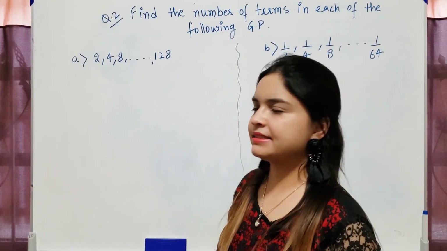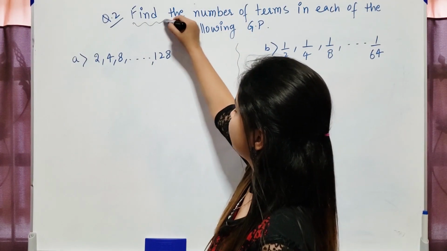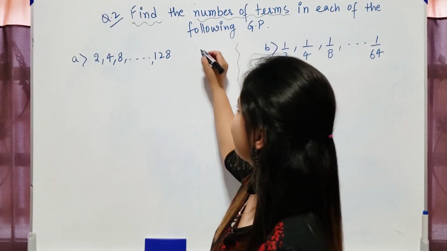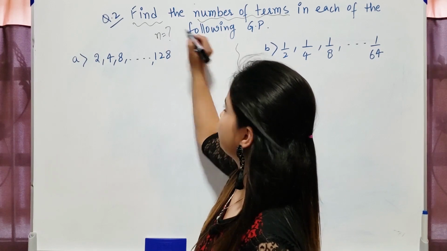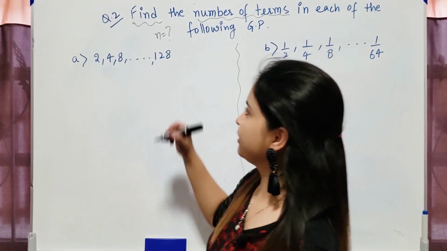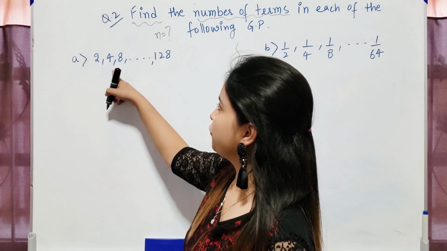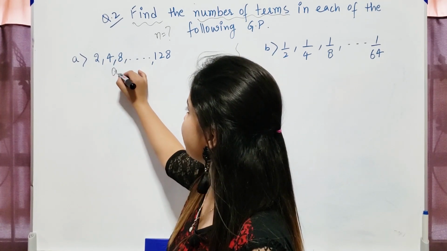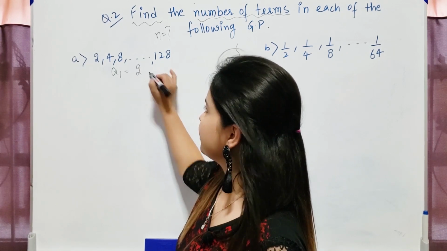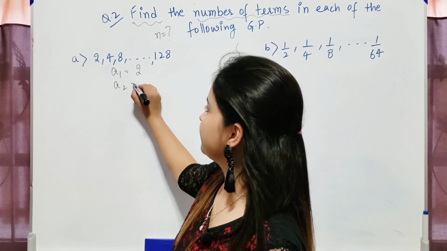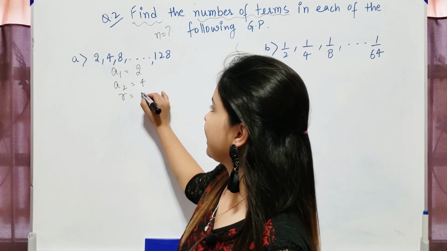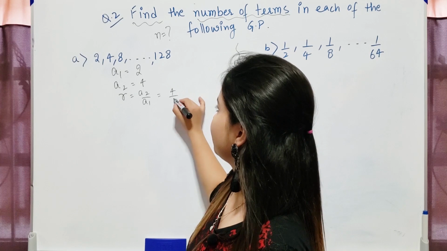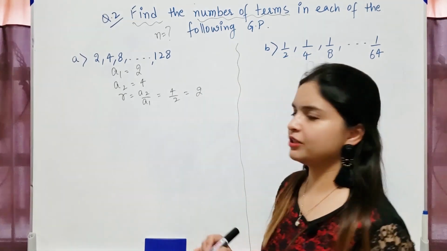Look at the second example. In this question, you have to find the number of terms. That means you have to find the value of n. Okay. Look at the first sequence. 2, 4, 8 up to 128. What is the first term? First term is 2. Second term is 4. So first I will calculate A2 over A1, which is 4 over 2, which is 2.